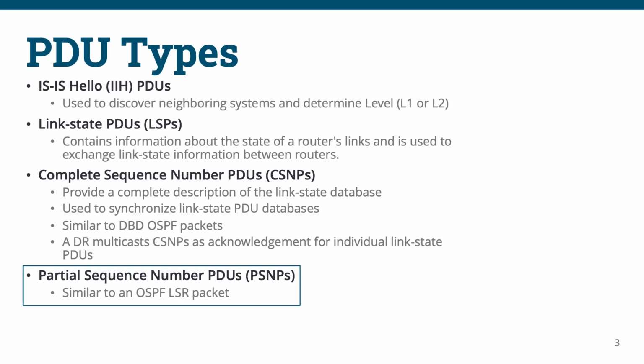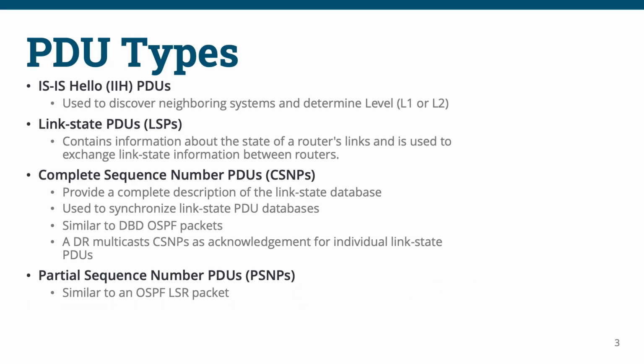And finally, we have the PSNPs, which are used to request certain LSPs from a neighbor. When a router sees the CSNP of the neighbor and determines it is missing some LSPs listed in the CSNP, then it will send PSNPs back to request the missing LSPs.